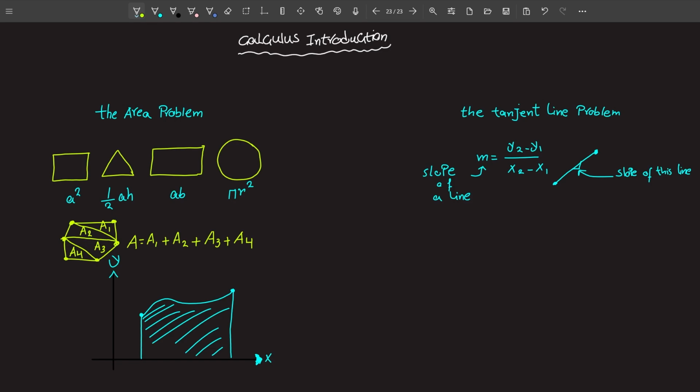Well, the problem is for a tangent line, and a tangent line by definition is a line which touches a curve in one point and one point only. Say for the point P, a tangent line is such a line. It will only touch this curve on the point P. So we only have one point lying on the line. So how are we supposed to find its slope using the rise over run formula? Because the rise over run formula requires 2 points. So this is the problem with the tangent line.